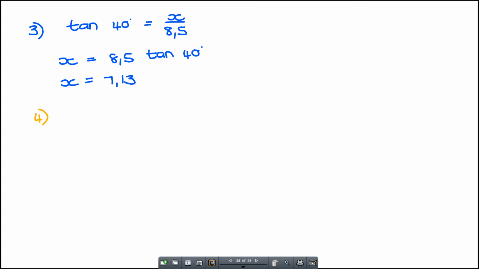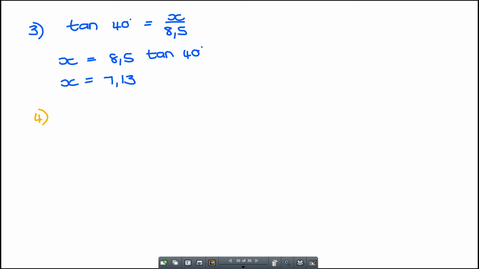By number 3 I said tan of 40. My opposite is x and the adjacent is 8,5. So I first get rid of the 8,5, so then I have 8,5 times the tan 40. And then that gives me 7,13.